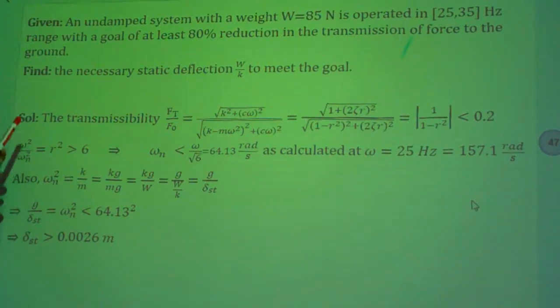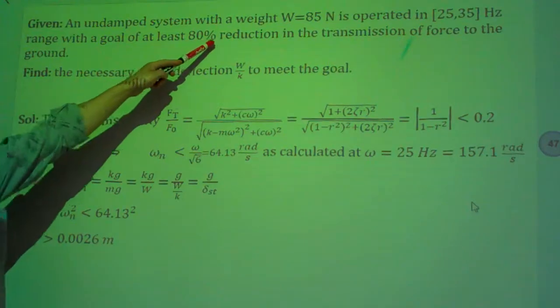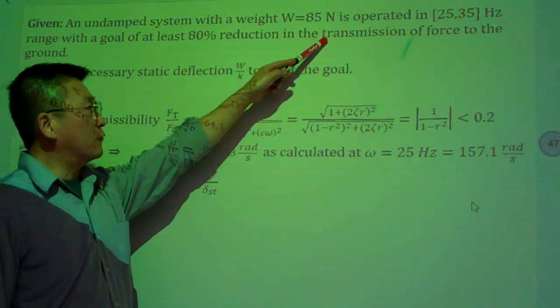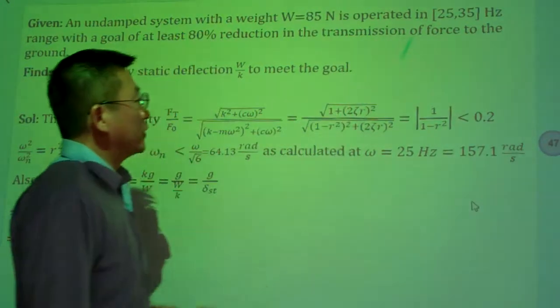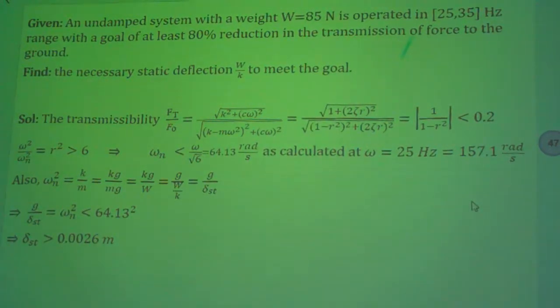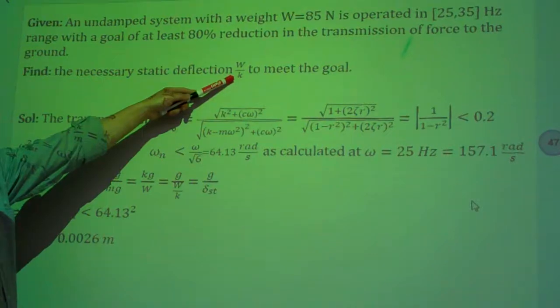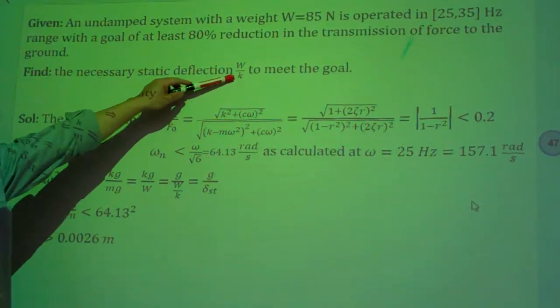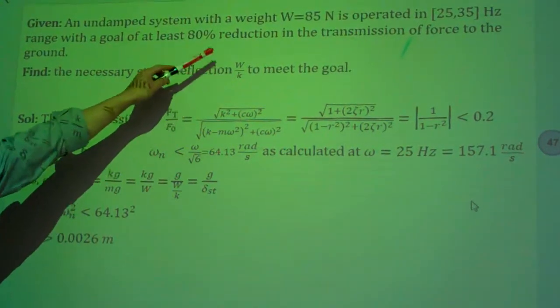Now our goal is to have at least 80% reduction in the force transmissibility of the machine. We want to determine the design to meet the goal. Simply put, we want to find out the spring constant to meet the goal.